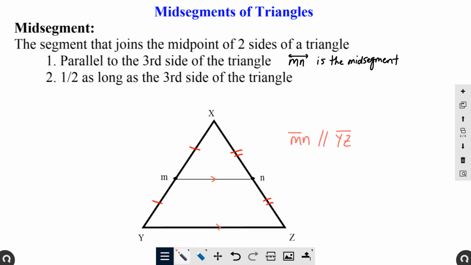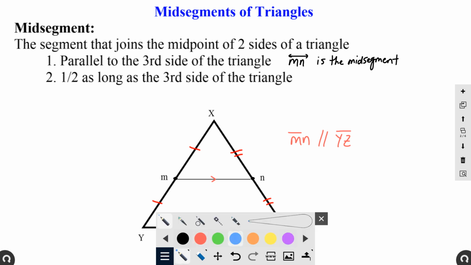What are the special angles that we've talked about? Corresponding, alternate interior, alternate exterior, and same side interior. Remember, the first three are congruent, and the last one is supplementary. So you will see some angles that pop up today, and you may see all four of those or a few of those.